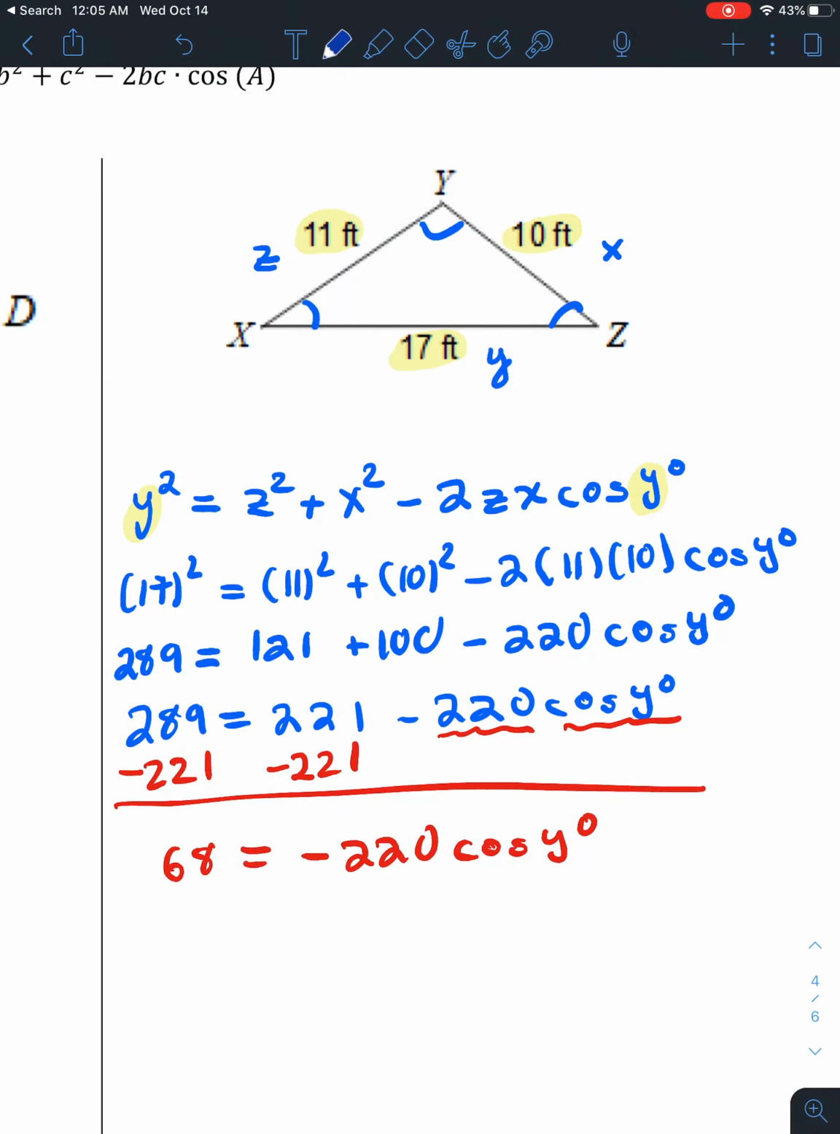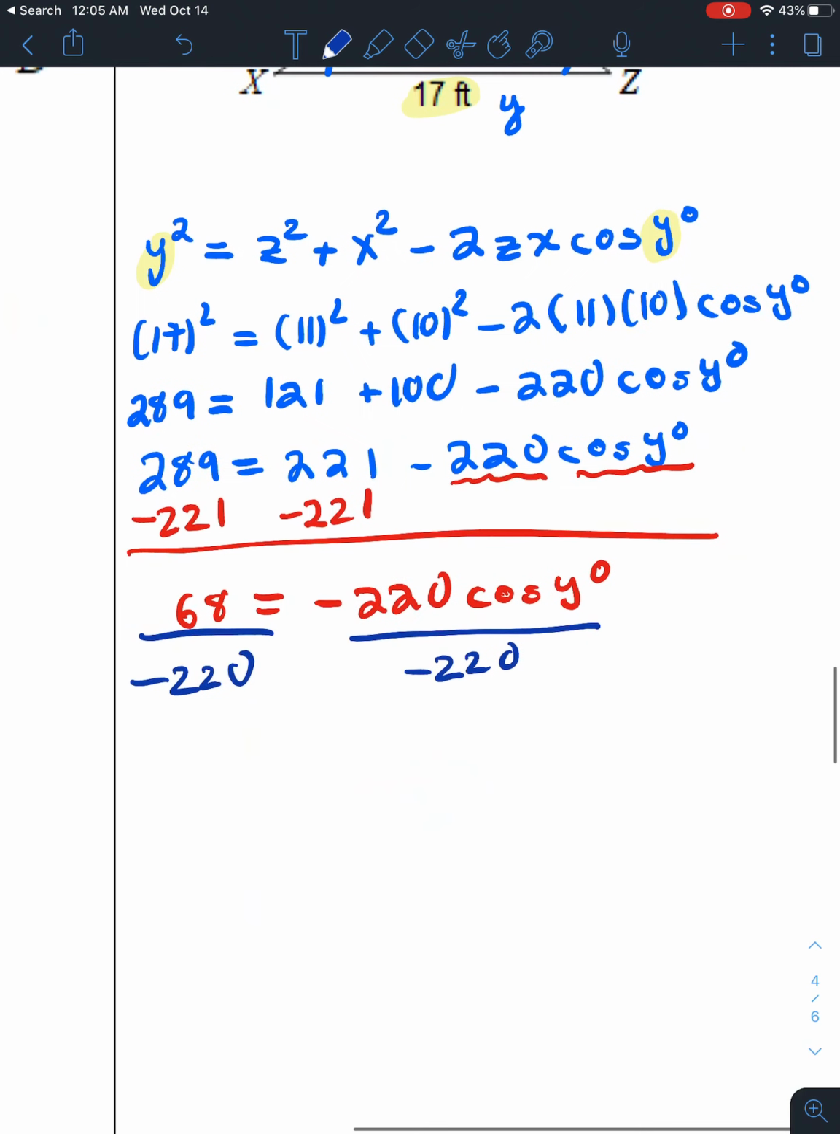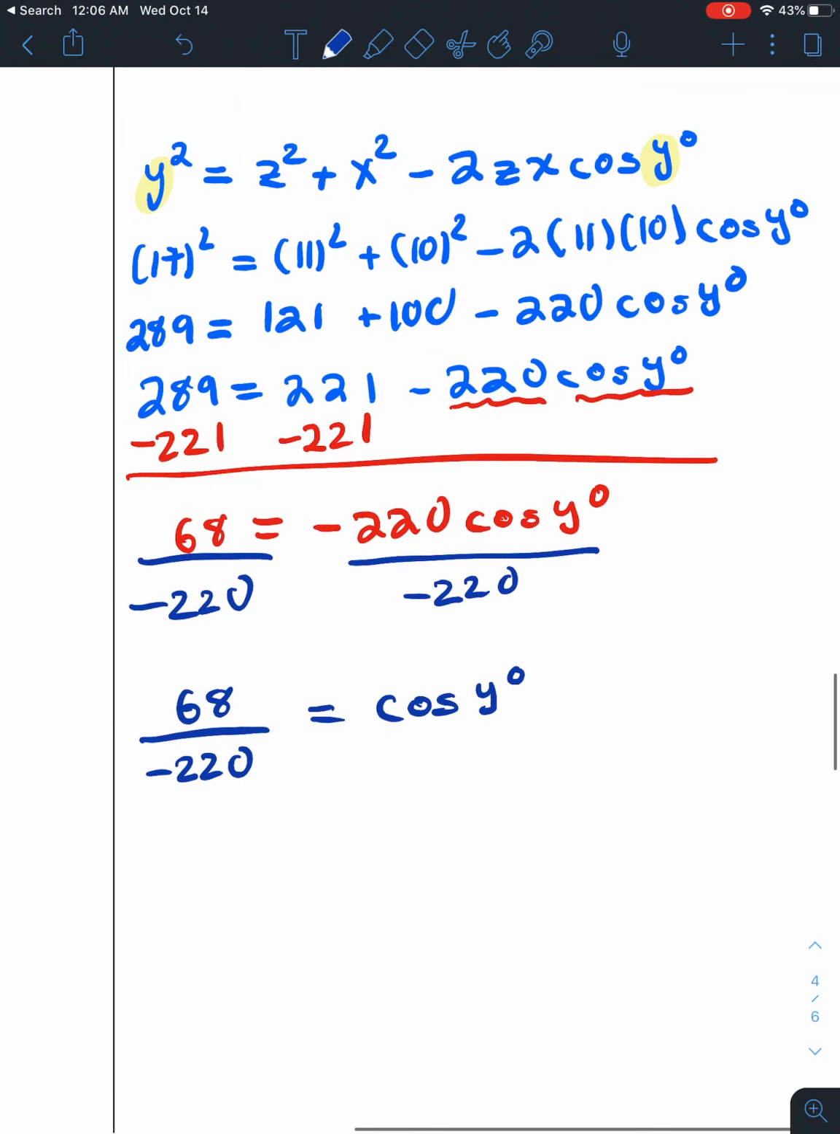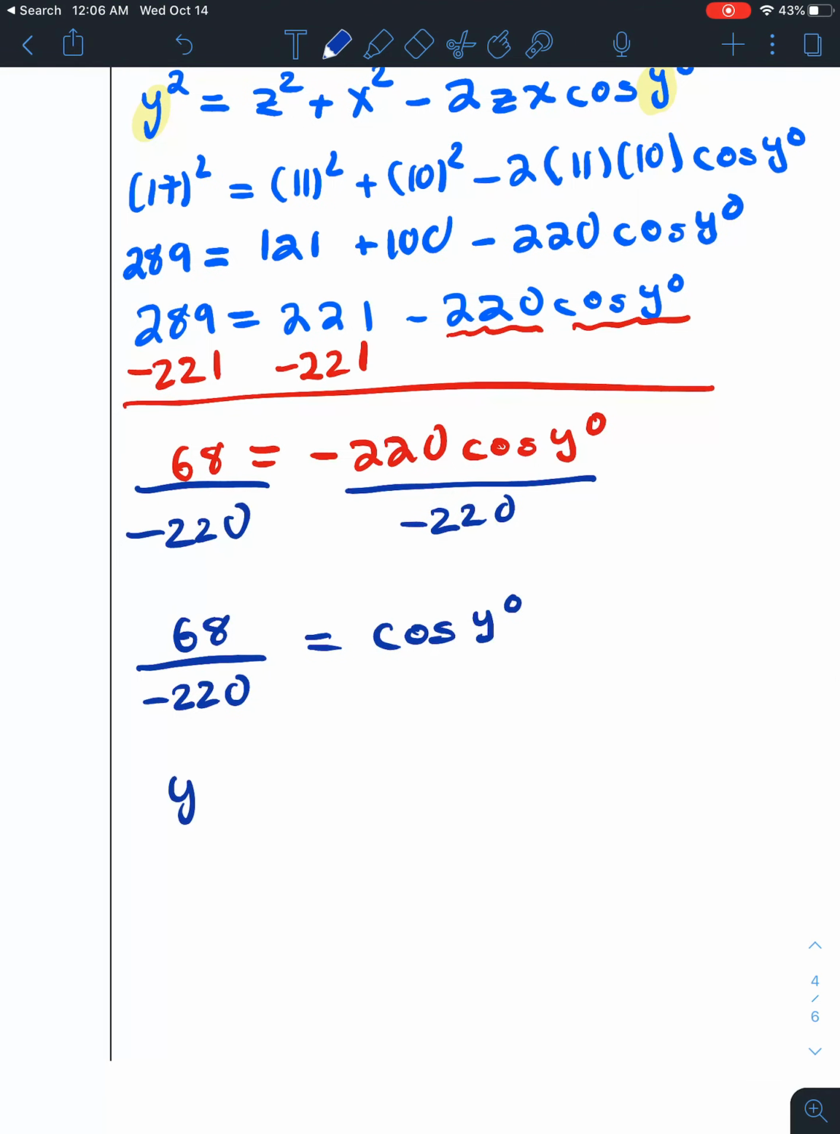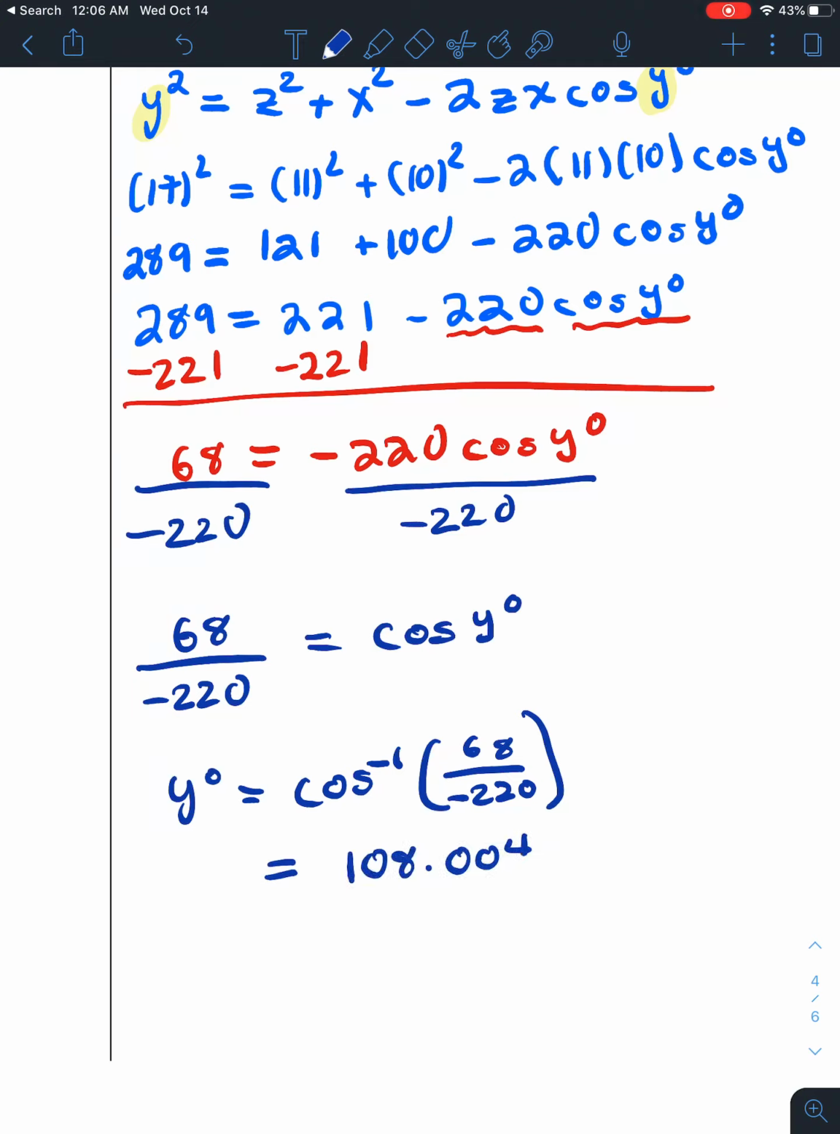Then we still need to get this Y by itself somehow. So we're going to divide by negative 220. And so we have 68 over negative 220 equals cosine of Y. I hope you notice that I never really simplify until the end. And then you have to remember, how do we solve for an angle? Well, you solve for an angle by doing the inverse. So we should do the inverse of this, and we are going to get 108.004 degrees for angle Y.